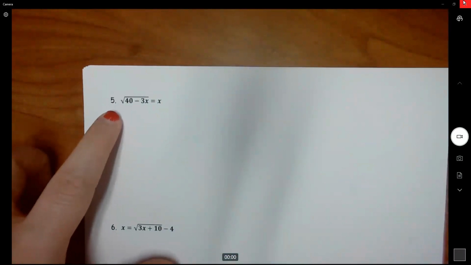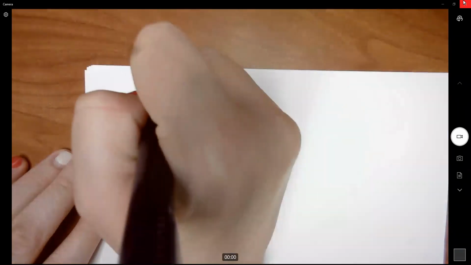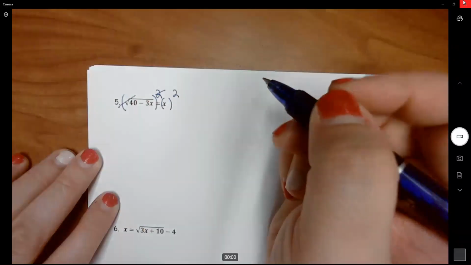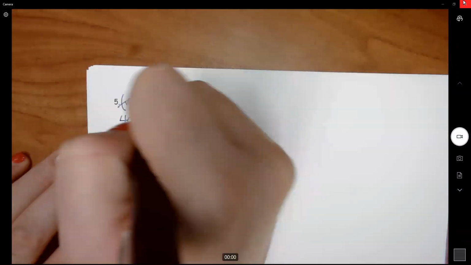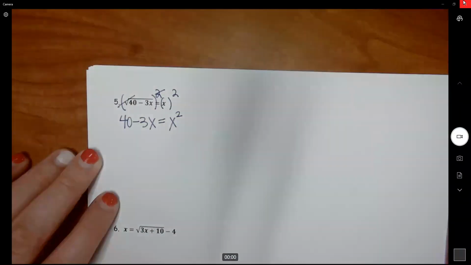Okay, 3 more problems on the next page. All right, here my radical is isolated, so we're going to square both sides. Square root and square cancel, so I am left with 40 minus 3x equals x squared.